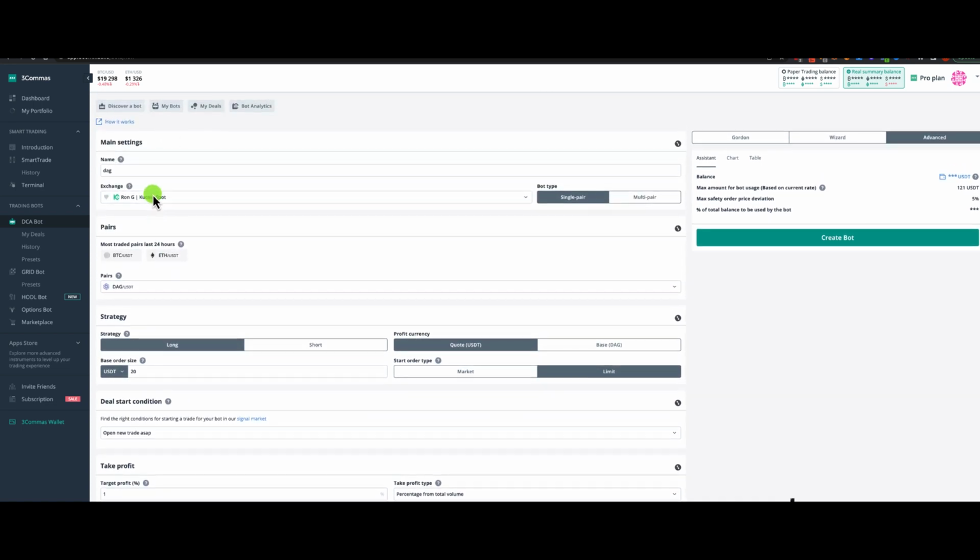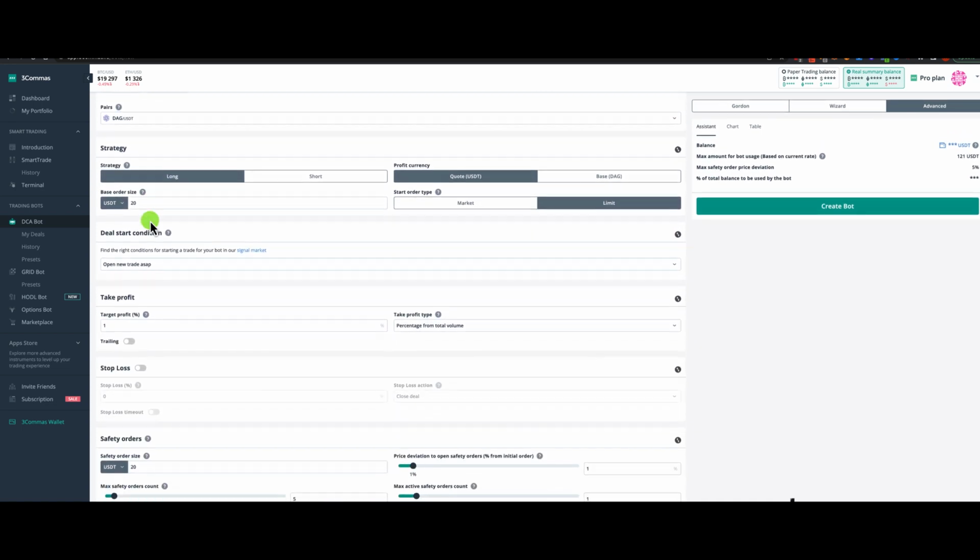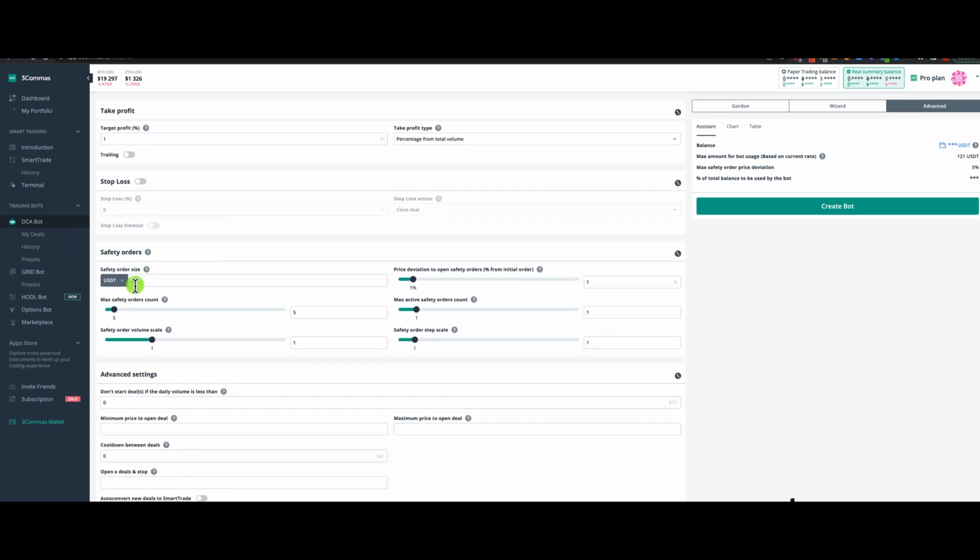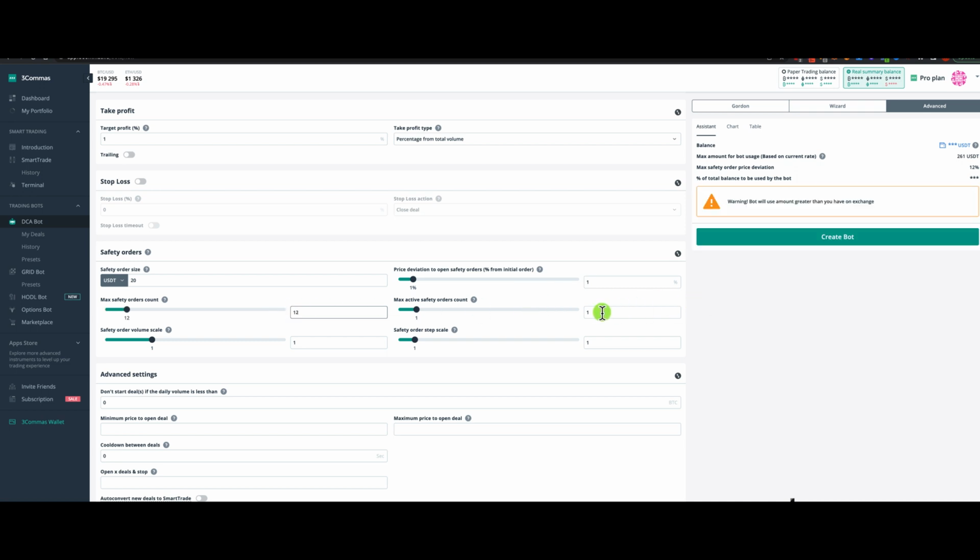So here, I'm on KuCoin. I got to use the DAG to USDT. This is called safety orders. How many safety orders do you want for price to deviate? Let's say I want a maximum of 12 safety orders. And then when price deviates 1.5% or whatever your strategy is, 2%, let's say, for example. So it tells you your max safety order price deviation is 24%.